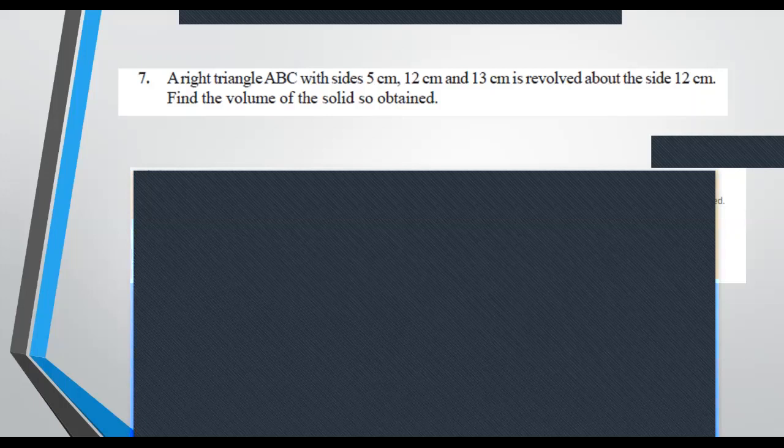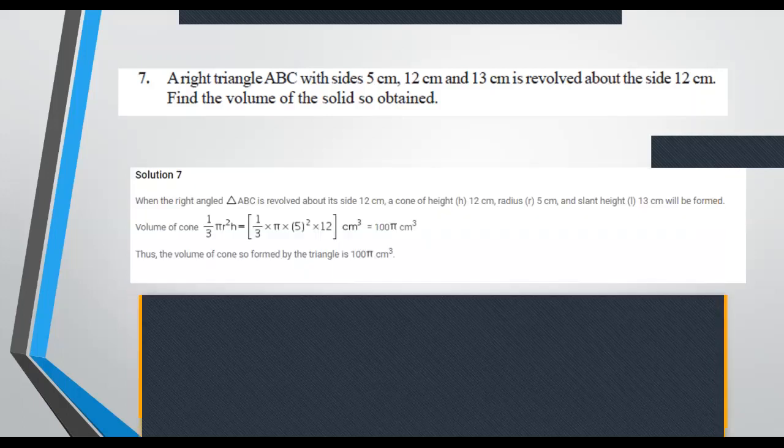Do it. Give me the volume. Ma'am, 100 pi. Yes, 100 pi centimeter cube. Okay with that? So this is what you need to write. Height h is 12. Radius r is 5. Slant height l is 13. So the volume is 100 pi.